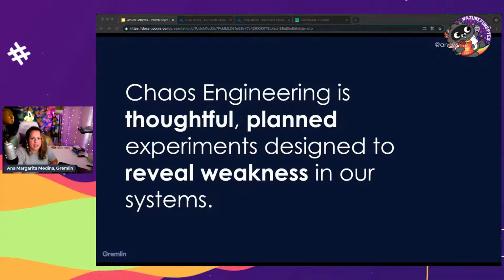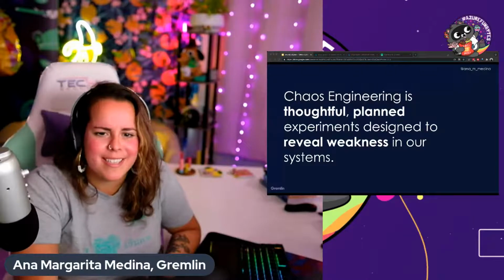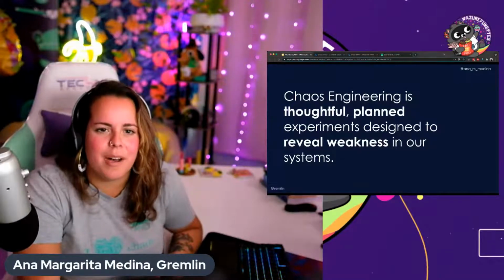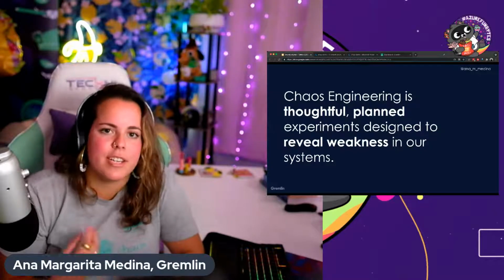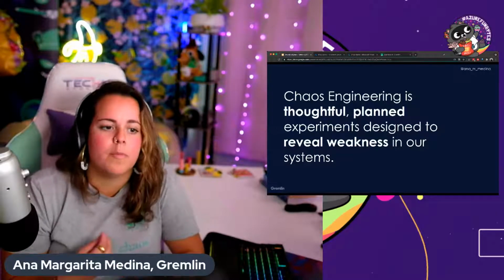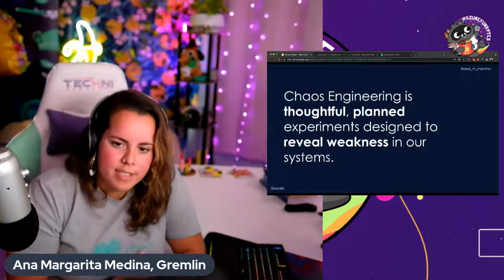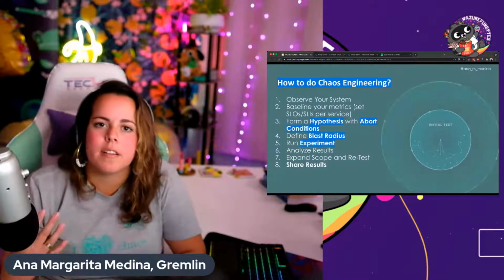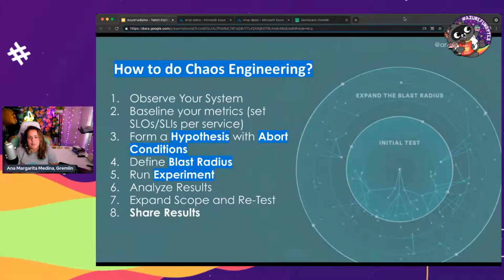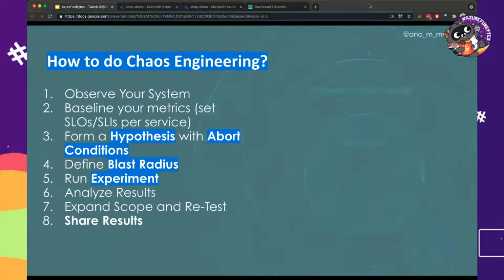If you're just tuning in now, I wanted to touch base on the definition of chaos engineering, which is what Jay and I have been talking about and will be talking about in today's session. The simple definition is that chaos engineering is a thoughtful, planned approach of designing experiments to reveal the weakness in our systems. The really nice thing is that we follow the scientific method to craft these experiments. We start by observing our system, whether it's an architecture diagram, to see how our microservices talk to one another.